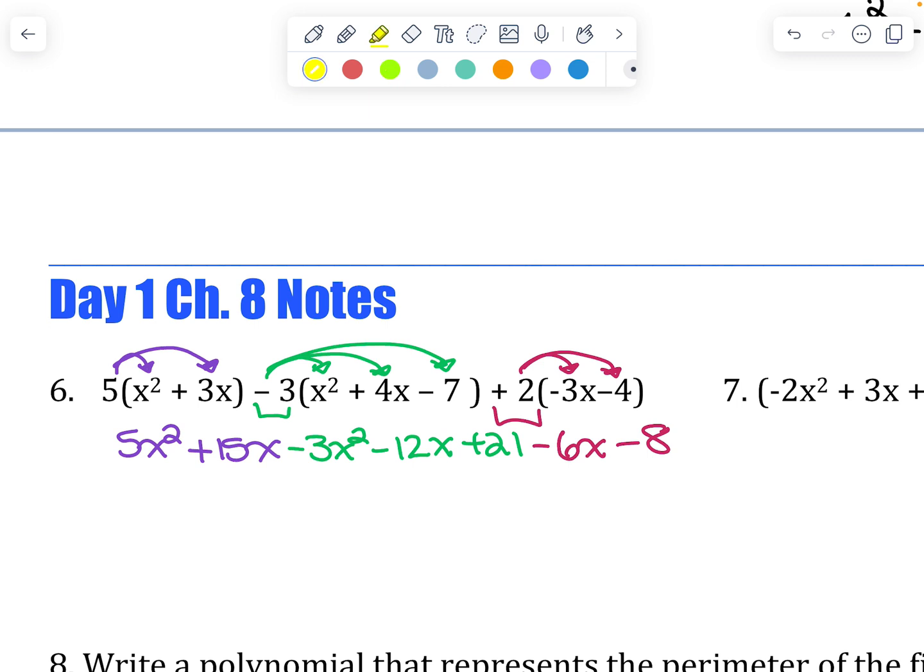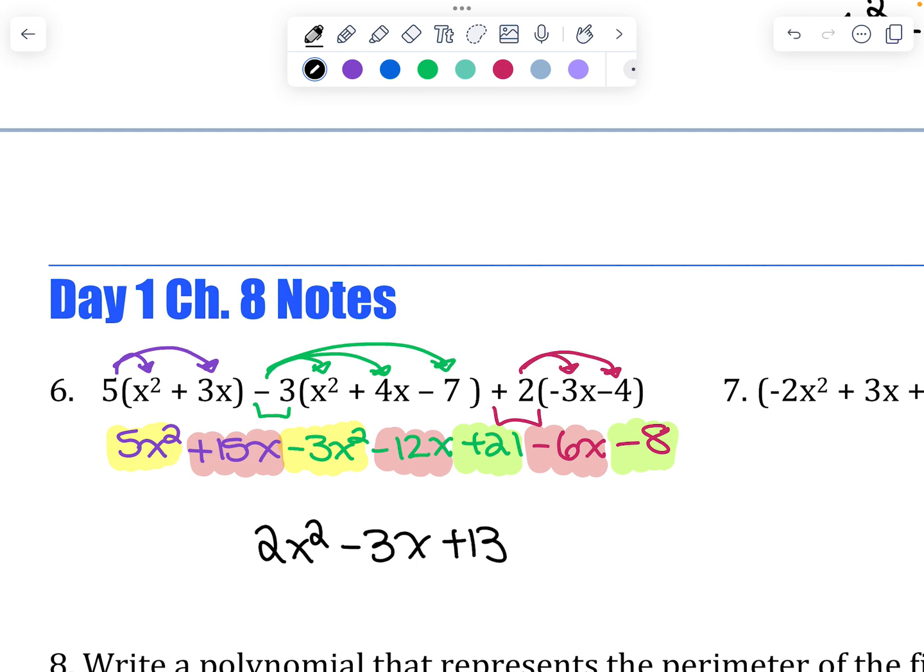So I'll go ahead and highlight that just to make sure that we are on the right track of what like terms are. Anything that has x squared are like terms. Anything that just has an x are like terms. So we have more x's here. And then our constants, remember, are just our numbers that hang out all by themselves. After I combine all my like terms, I get 2x squared minus 3x plus 13.